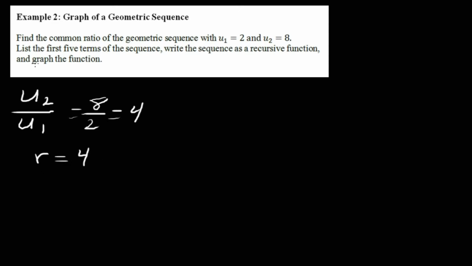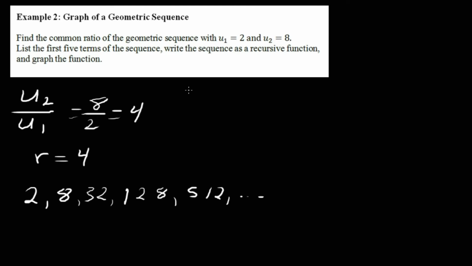Now to list the first 5 terms of the sequence, we'll just start with the first 2, u sub 1, and then u sub 2. The first 5 terms, well, every term is 4 times the previous term, so 4 times 8 is 32. 4 times 32 is 128. 4 times 128 is 512. So here are the first 5 terms of this sequence.